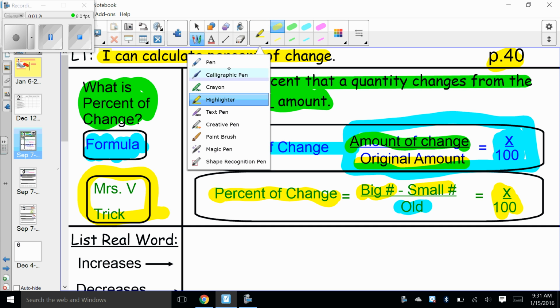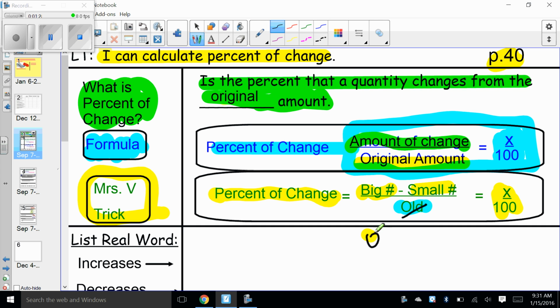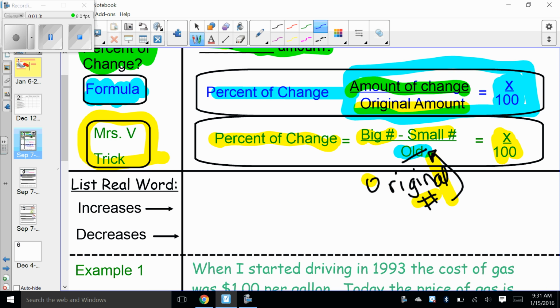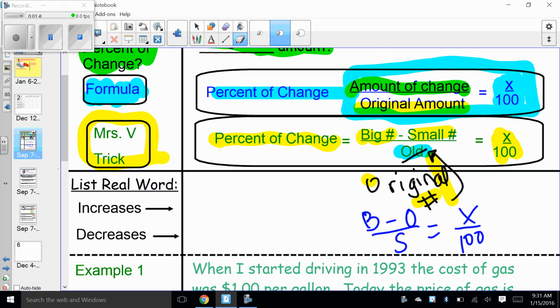I want you to be thinking that this right here is really the original number. The original number is the old number. In my little tricks, I like to call it B minus O over S, and of course then we just have a percent on this side. So B minus O over S is what you're going to hear me say over and over in our lesson today.